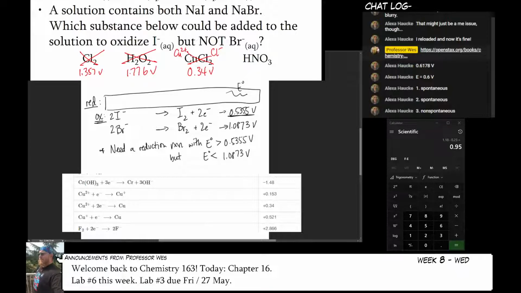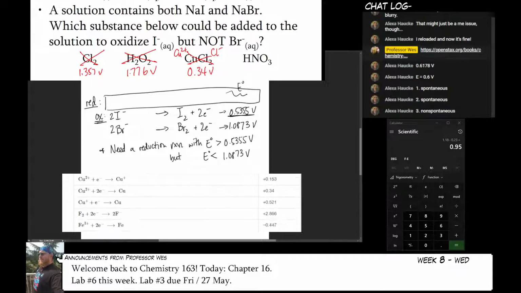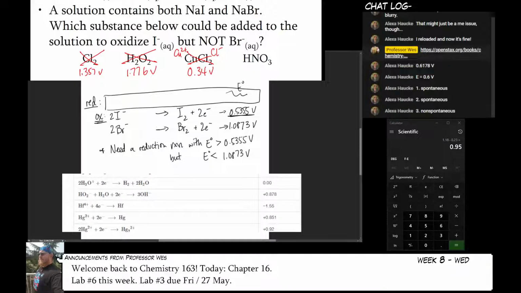Oops, I didn't mean to scroll to the next page. So, I mean, something obvious. It has to be nitric acid, right? So, nitric acid would be nitrate. And really, it could be any of these. But both of the top ones are approximately 0.95, is it? Yeah. And that would work, because that number is between 0.535 and 1.0873.